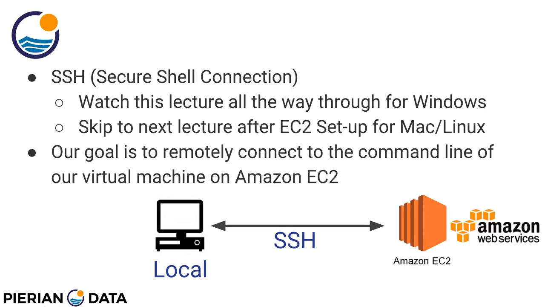Mac or Linux actually has a much easier time using SSH. It's already built into the operating system, so it's just two simple command lines. For Windows, it's a little more complicated than that, which is why we're going to show it all in this one lecture. And I'll let you know when you can finish watching if you're on a Mac or Linux computer. Basically, our overall goal is just to remotely connect to the command line of our virtual machine on Amazon EC2.